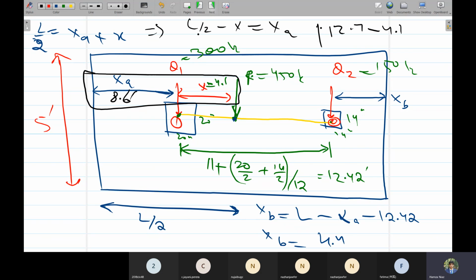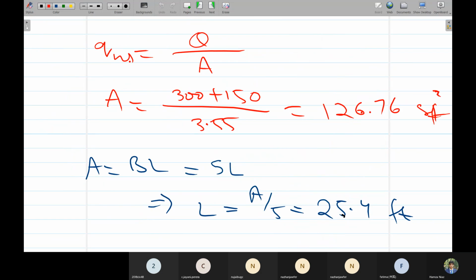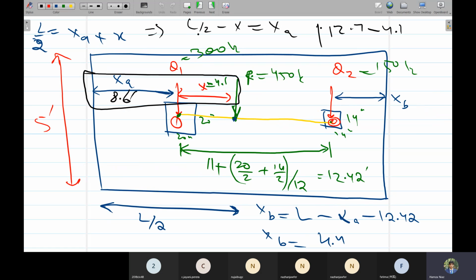Okay, so this was this question. In this question, we first found the area, then from the area we calculated the length, and from the length we determined how much length would be in which direction. What would be the length on the left hand side, that is XA, and what would be the length on the right hand side, that would be XB.